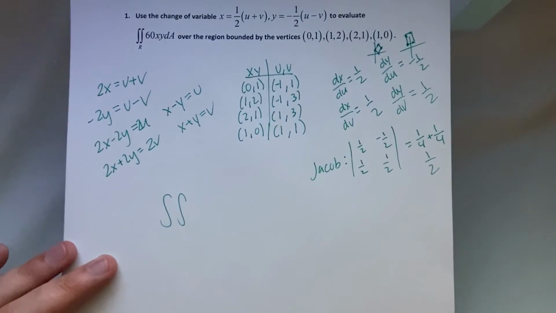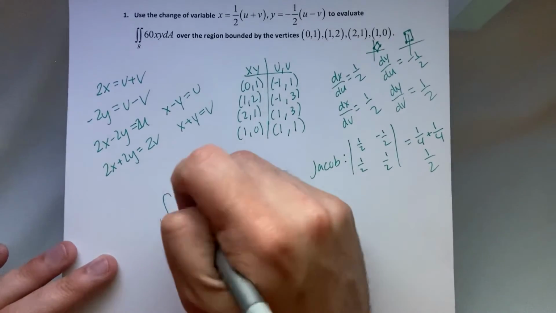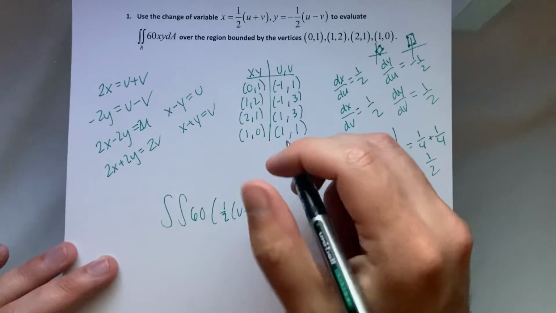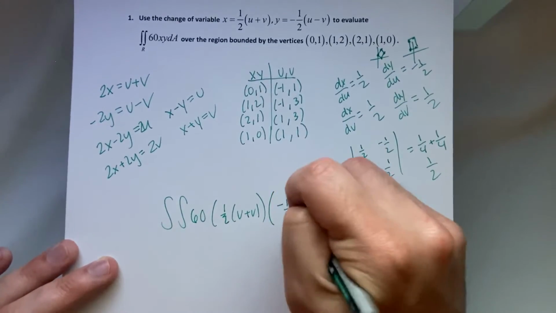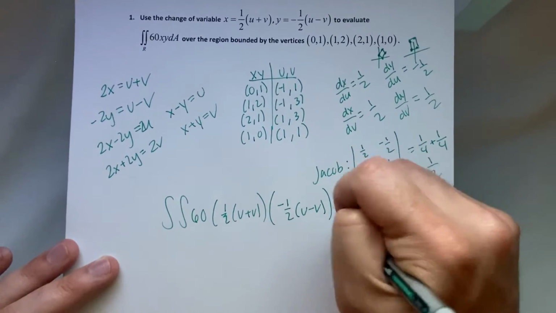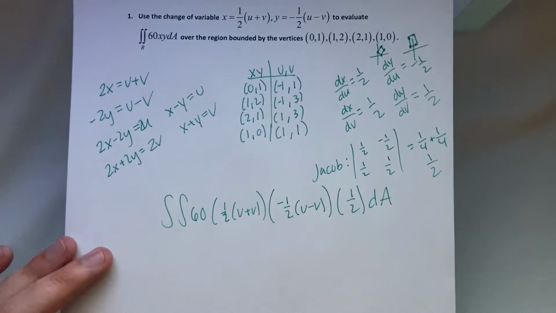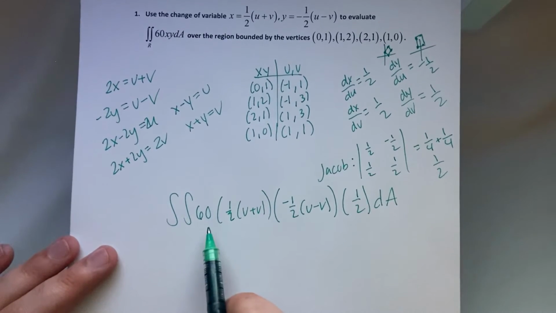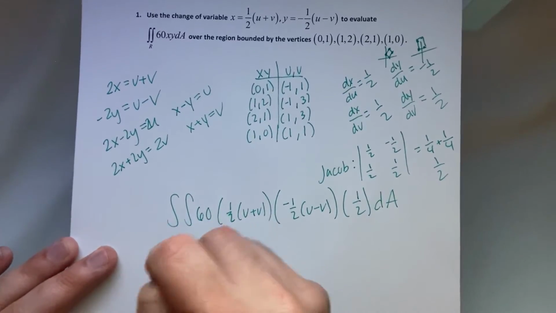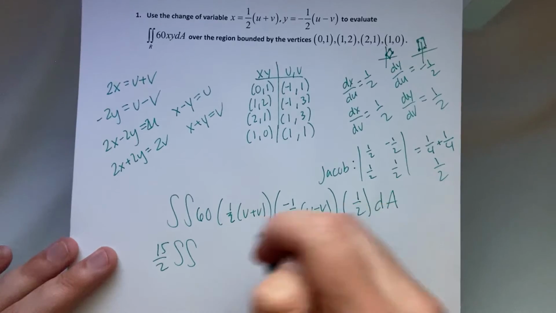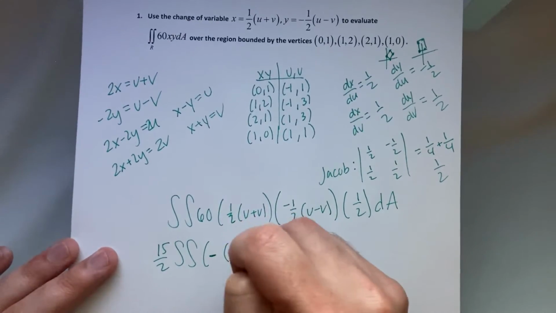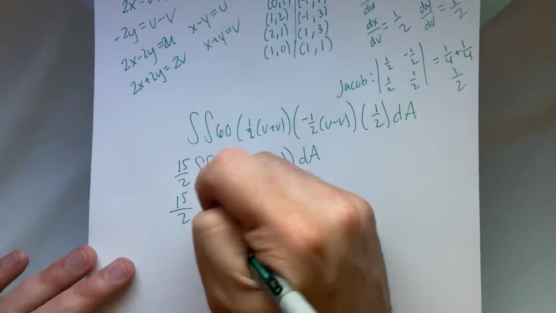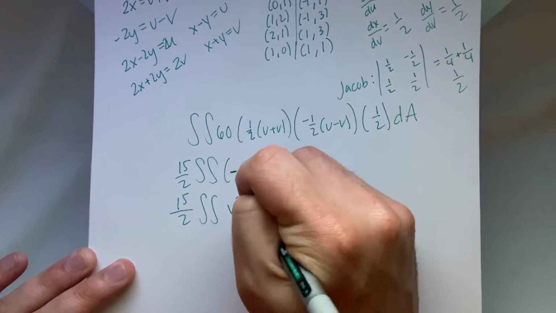Okay, so we've got the double integral. The 60 stays the same. x becomes 1/2 times (u plus v). The y in the original problem becomes negative 1/2 (u minus v). And then this whole thing has to be multiplied by 1/2 dA, now in terms of u and v. Okay, we have a half, a negative 1/2, and a 1/2, so that would be divided by 8. 60 divided by 4 is 15, so this is 15 halves. I'm going to leave the negative in here. (u plus v) times (u minus v), so we have negative, and that's u squared minus v squared. The negative is going to flip this, so this is now v squared minus u squared dA.